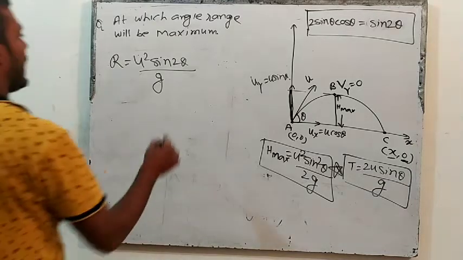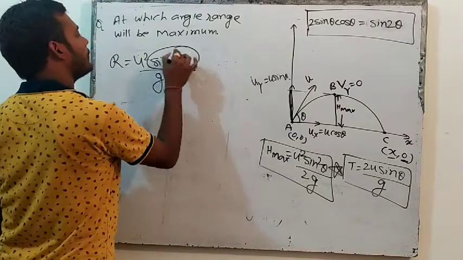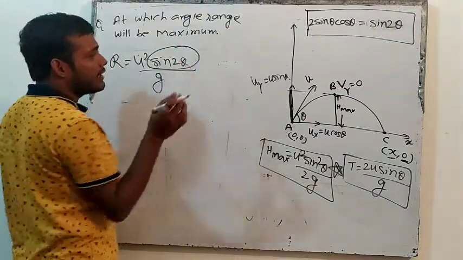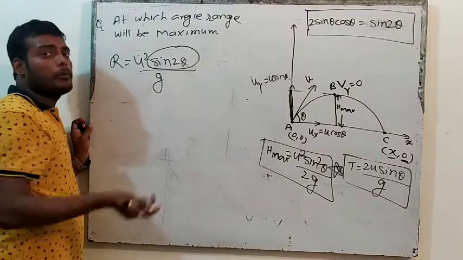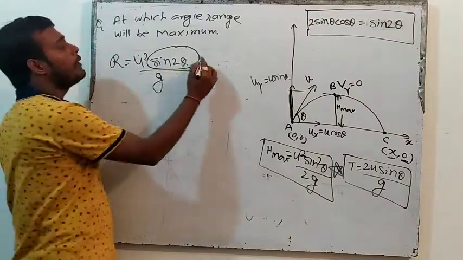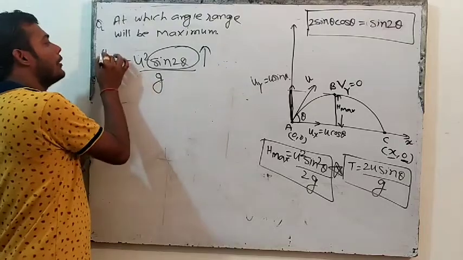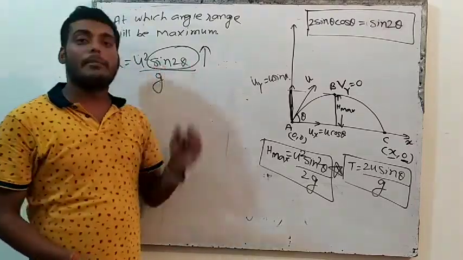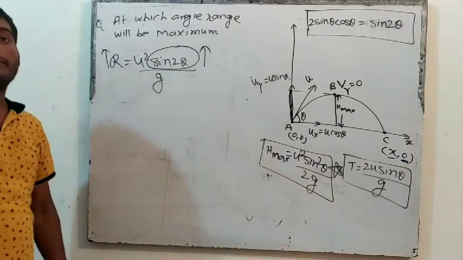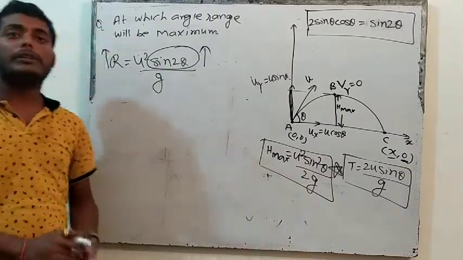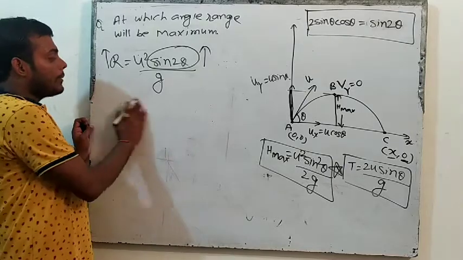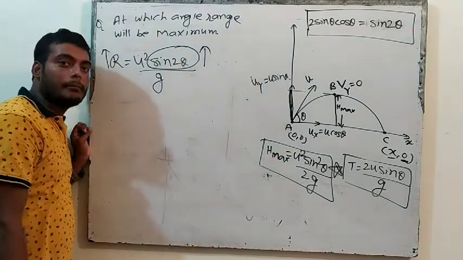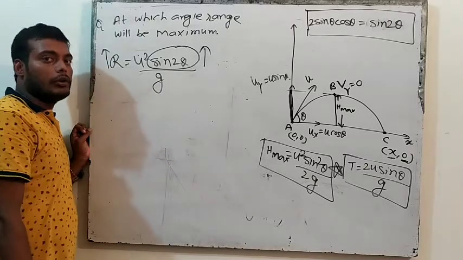So for maximum range, this value should be maximum. Because if this will increase, I have taken the direct proportion, if this will increase, then range will also increase. So if sin 2 theta will take its maximum value, then range will become maximum. And what is the maximum value of sin 2 theta? We know that maximum value of sin is plus 1, and minimum value of sin is minus 1. You know this now.